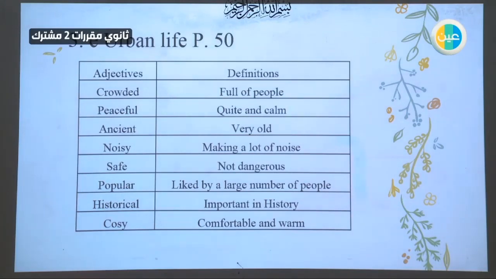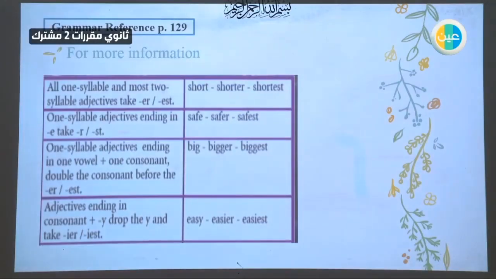Crowded, full of people. Peaceful, quiet and calm. Ancient, very old. Noisy, making a lot of noise. Safe, not dangerous. Popular, liked by a large number of people. Historical, important in history. Cozy, comfortable and warm. Okay? Now we're finished, but these are some of the grammar reference.